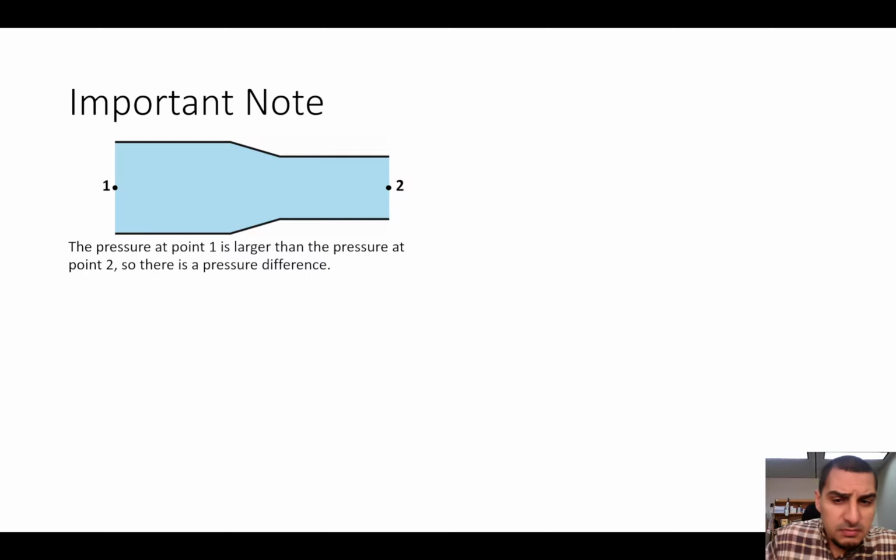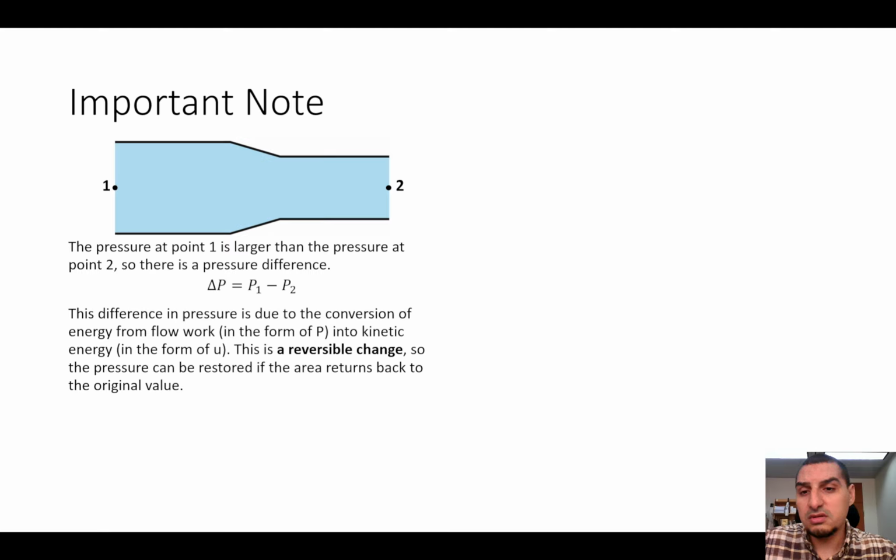Okay. So P1 is larger than P2, and there is a pressure difference, which is P1 minus P2. But this pressure difference is a reversible pressure difference. It's not an energy that's lost. It's some energy that is transformed from one form to another. It's just transforming the flow work into kinetic energy.